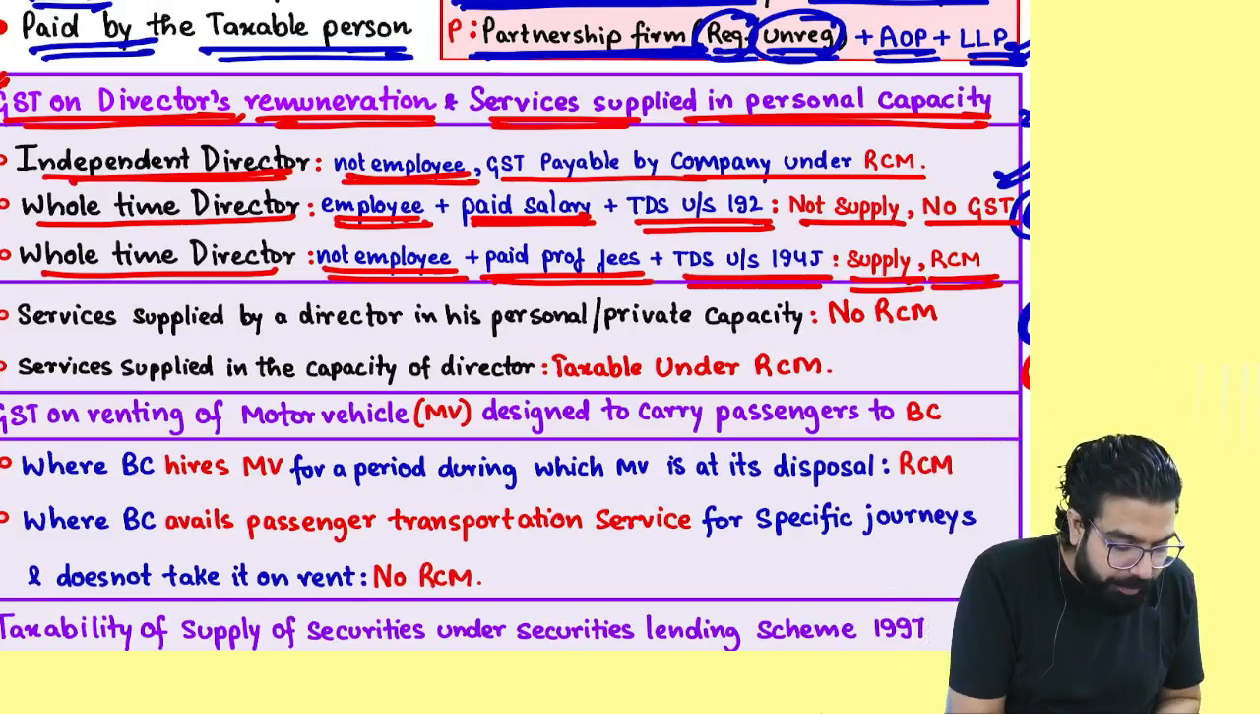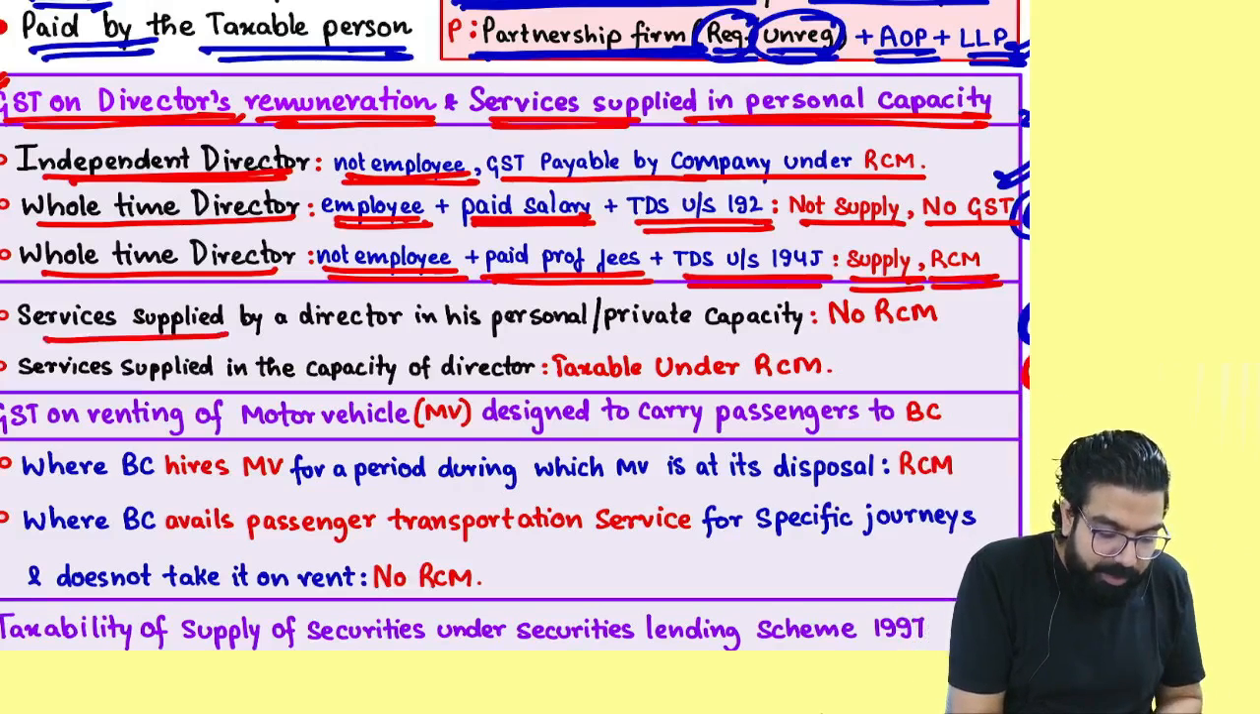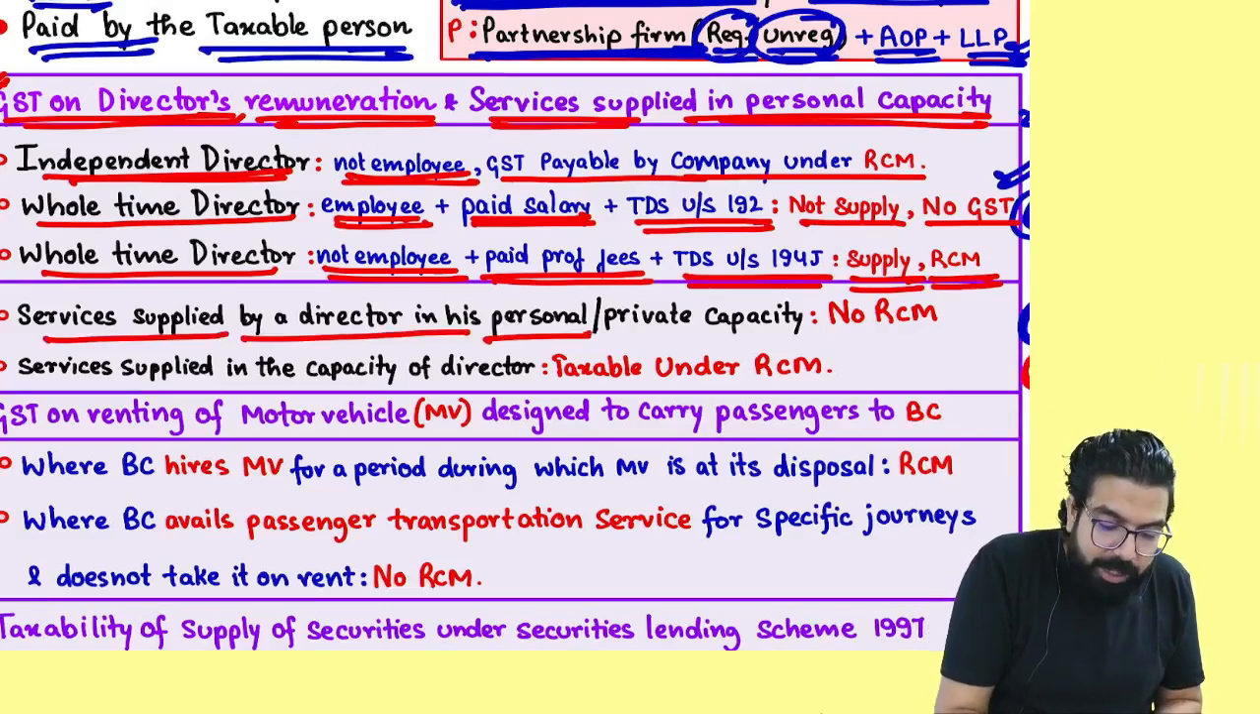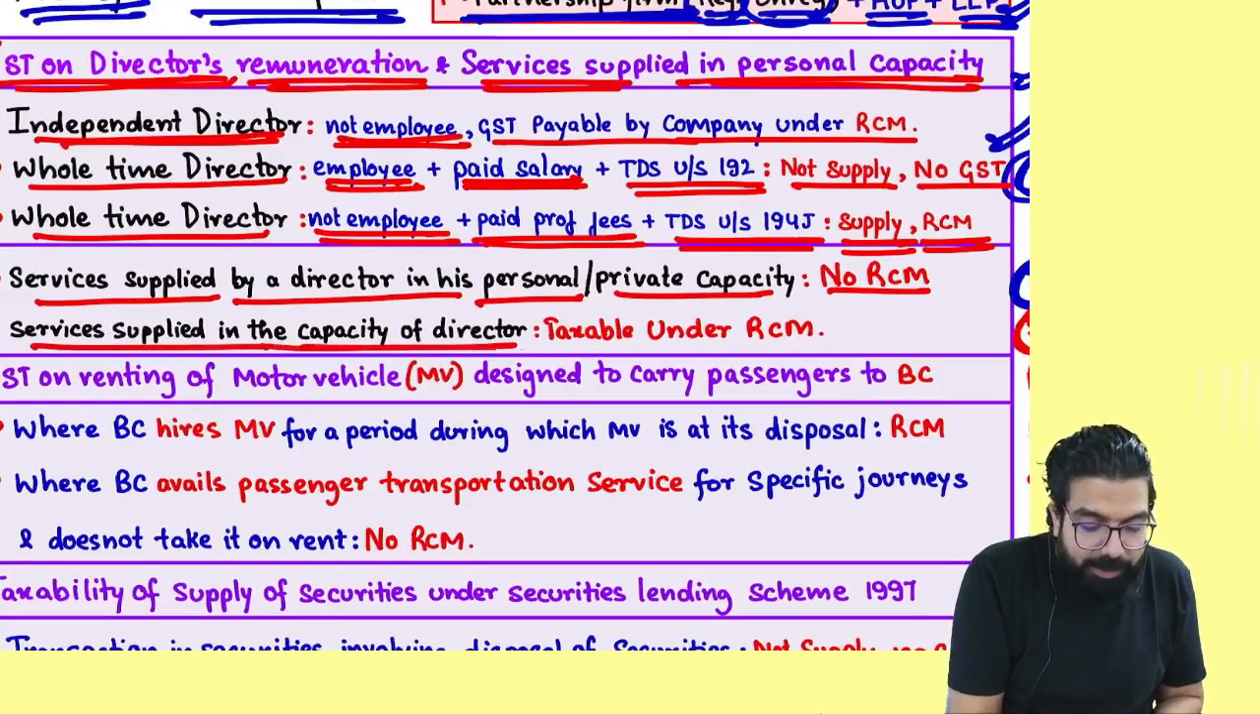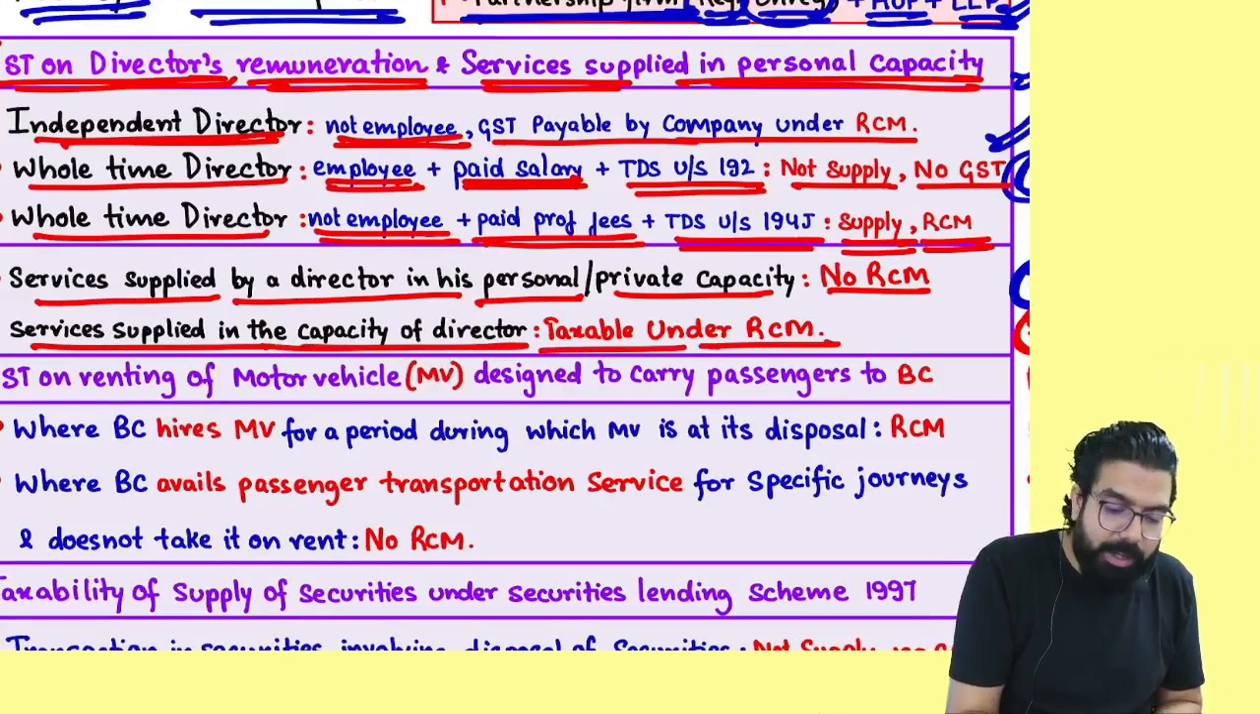Services supplied by a director in his personal or private capacity have no RCM. Services supplied in the capacity of director only are taxable under RCM. Everyone over here now.